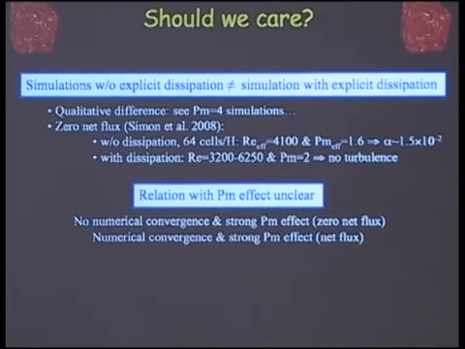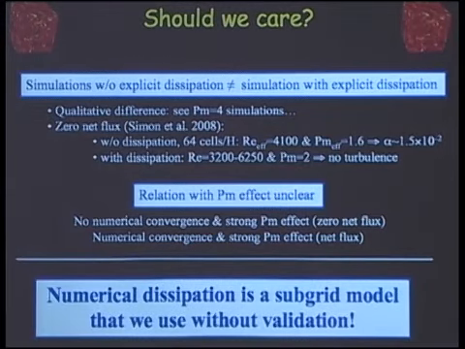In practice, we shouldn't be too surprised by this, because what we do in practice in this simulation is we let numerical dissipation act on the structure of the flow below the grid scale. That's what we do in practice. Numerical dissipation is a subgrid model, and we're using it without validation. So we should be very careful in making statements and drawing conclusions out of that.